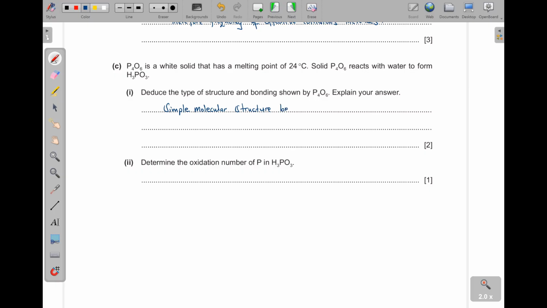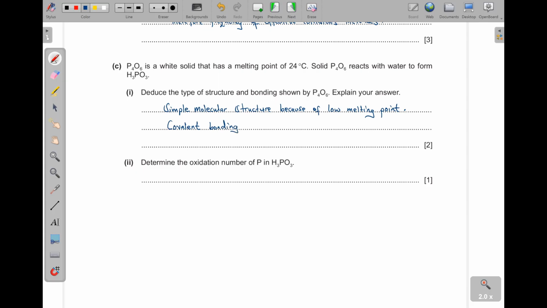because of low melting point. That is the structure. Then the bonding, of course, it has to be covalent. So this is covalent bonding.